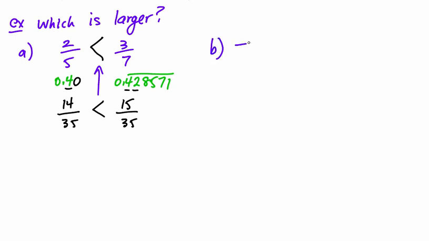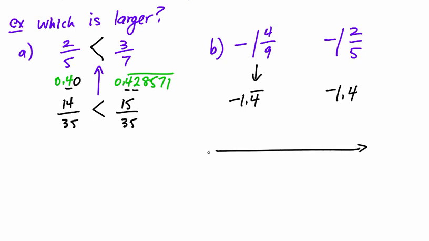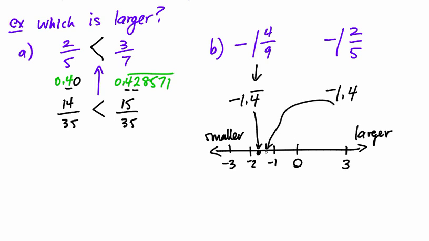It gets a little trickier when you get some negatives in here because you have to think about what it means to be larger. So you can change this to negative 1.4444 and this to negative 1.4, but some people have a hard time figuring out which one's larger. And on a number line, larger is to the right and smaller is to the left. So negative 1.4444, negative 1.4, so negative 1.4 is larger. We'll keep this video short and see you in class.